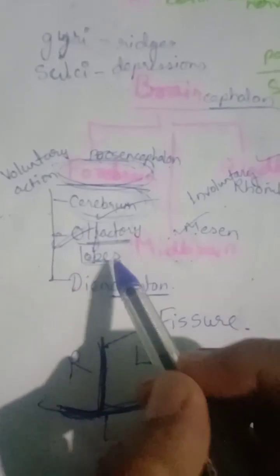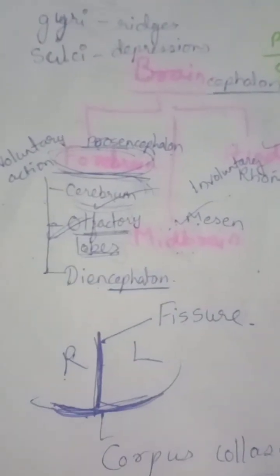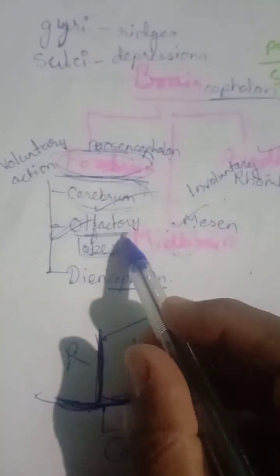Now coming again to the forebrain, the next part is olfactory lobes. Olfactory lobes are meant for the reception of smell. You can see them only from the ventral side of the brain. They directly receive messages from the olfactory receptors. That means smell. Remember that.